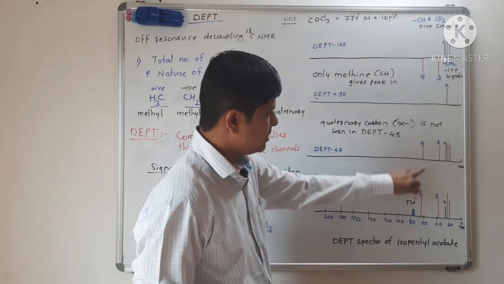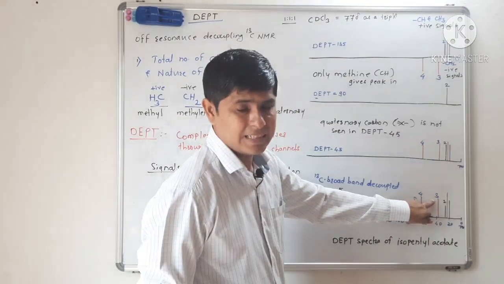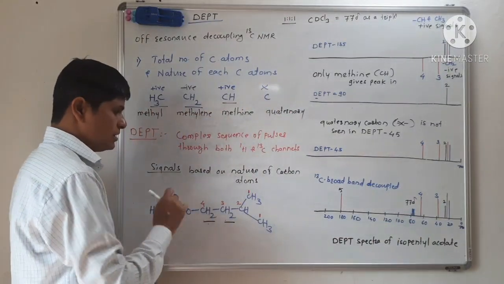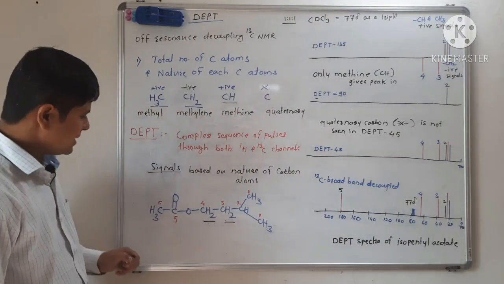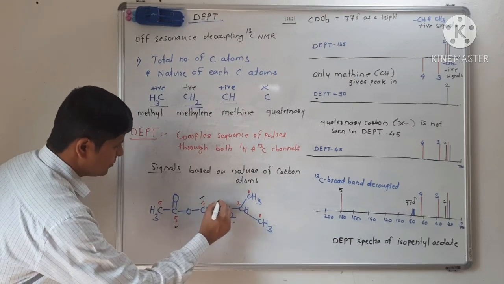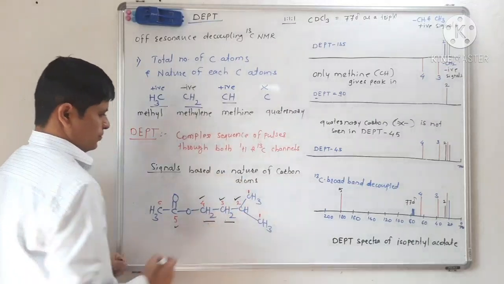So this is the most de-shielded carbon number 4, then carbon number 2, and this is what? The least de-shielded, that is shielded. This is shielded as compared to this CH2, hence we have assigned this as carbon number 3. So we have assigned carbon number 5, carbon number 4, carbon number 3, and we have also assigned carbon number 2.